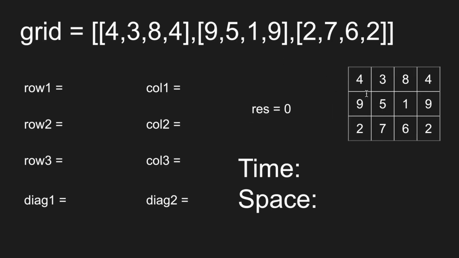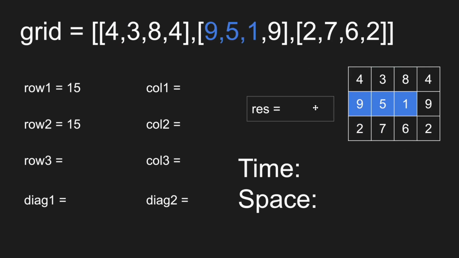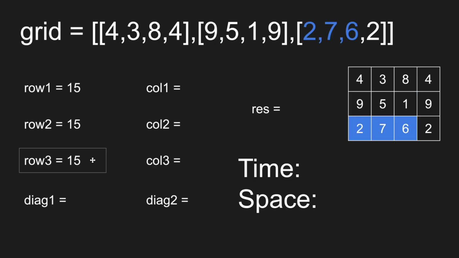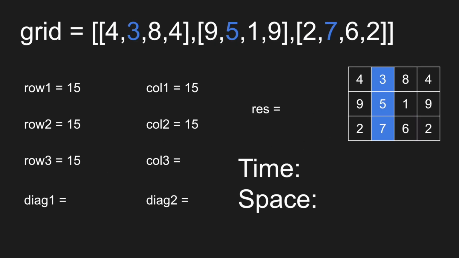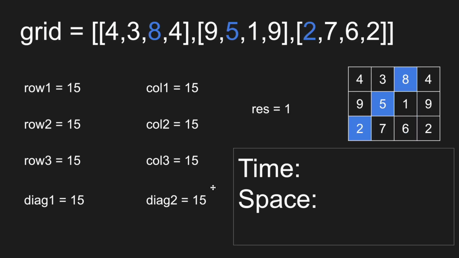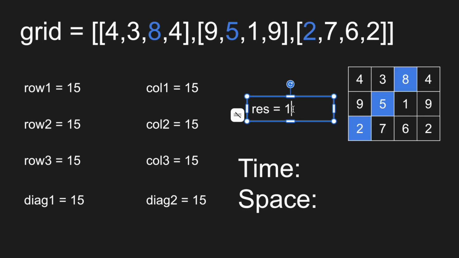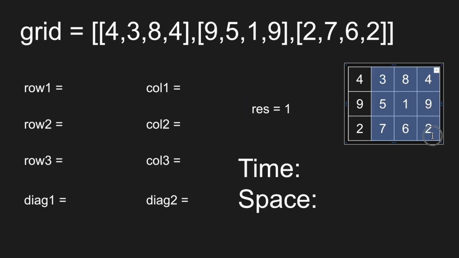We first realize that there are no duplicates, so now we can calculate the rows, columns, and diagonals. So first we will check this grid. First row equals 15, row 2 equals 15, row 3 is equal to 15, column 1 is equal to 15, column 2 is equal to 15, column 3 is equal to 15. First diagonal is equal to 15, and the second diagonal is equal to 15, so now we can increment the result by 1. And moving on, we can now check this grid.